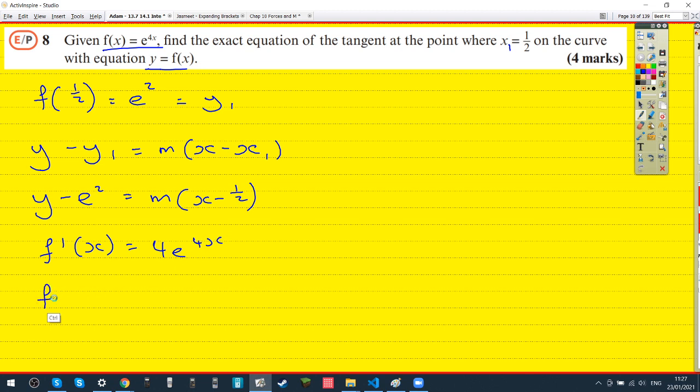M will be specific to our x, which is a half. So what do you get there? So you'd sub in a half for x. Yep. So it'd be 4e to the power of 2. Say it again, sorry. 4e to the power of? 2. Yep.